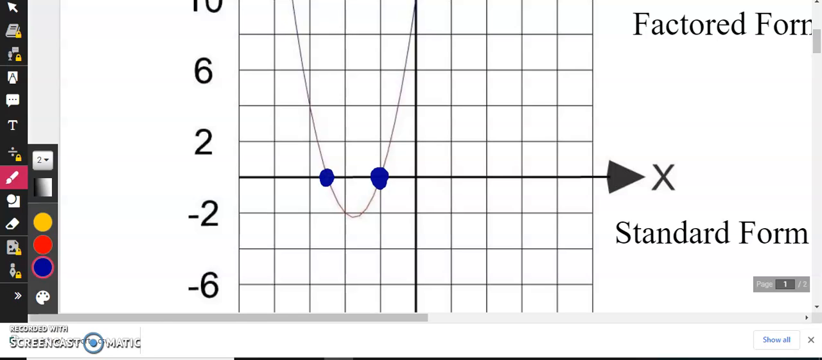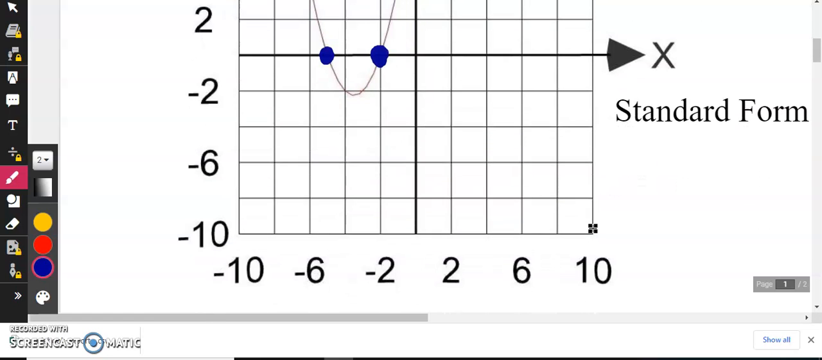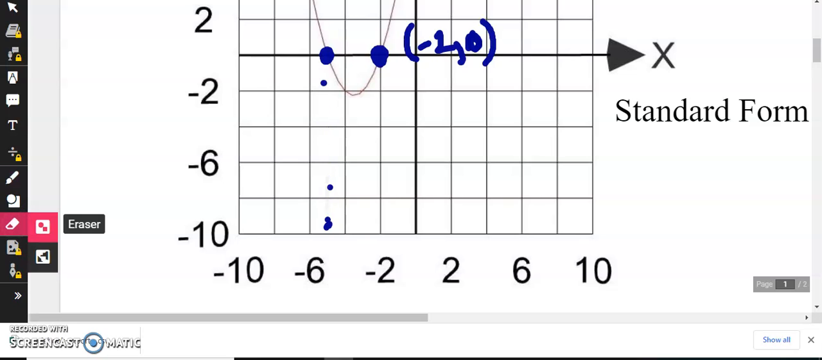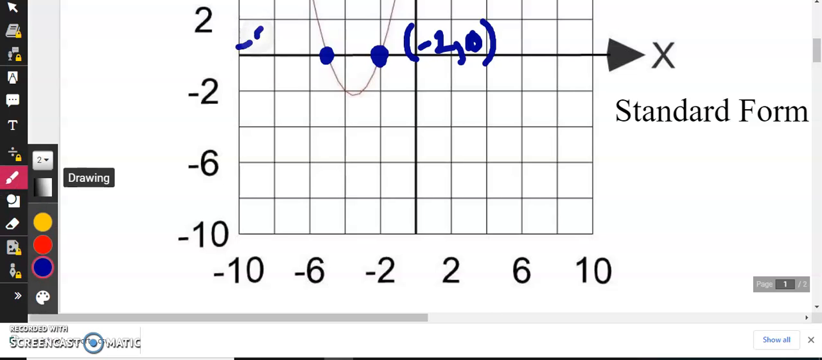And if I notice my scale on this graph, that first point actually lines up with -2, even though it's only one grid mark. So just so I don't forget that, I'm going to mark that point as -2, 0. And then since that other point looks like it's between the 4 and the 6, I'm going to mark that guy as -5, 0.